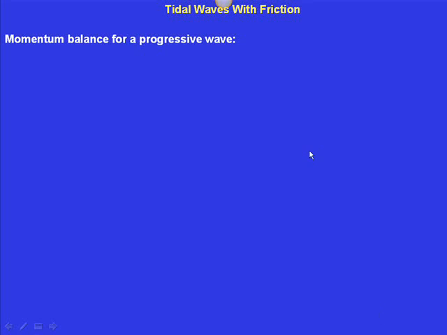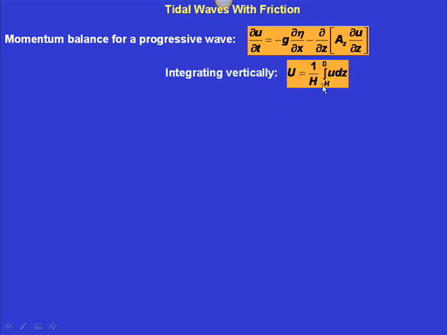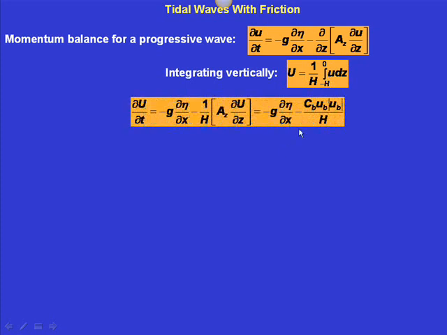Okay, so the next step is to add friction to these tidal waves, to the framework that we've established. So the momentum balance for a progressive wave will be what? Acceleration, pressure gradient, and friction. That's a general expression, but integrating vertically, that's a vertically integrated momentum equation. So we have the accelerations, pressure gradient, and friction. But we have the stress at the bottom that can be expressed like that in terms of the flow near the bottom.